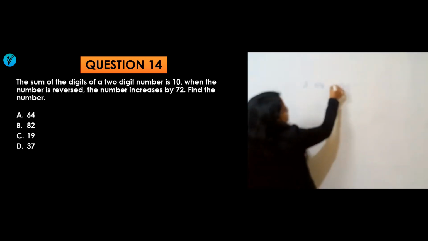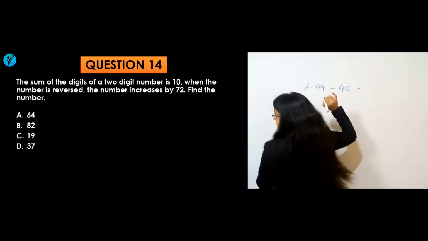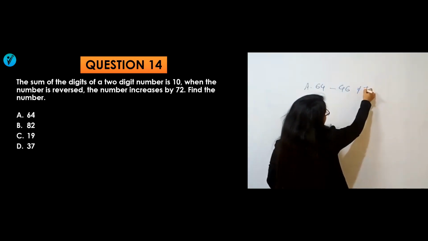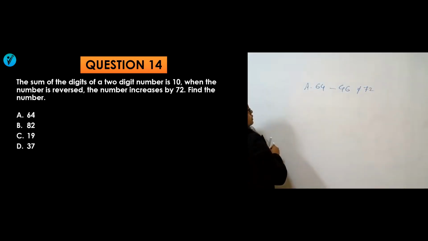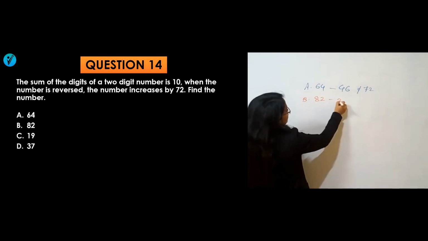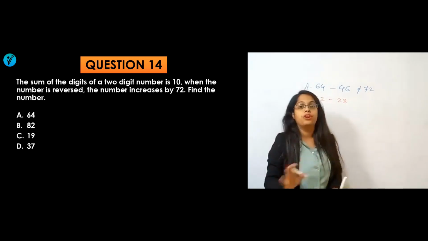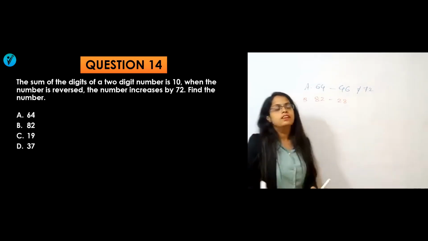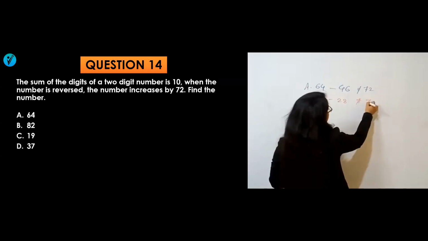Is this difference equal to 72? No, it is not equal to 72. Similarly, option B is 82. As I know, if I reverse the number, first of all, it is not increasing. It is decreasing. So again, it is not equal to 72.